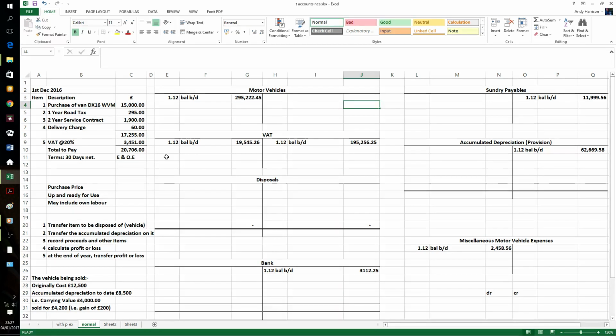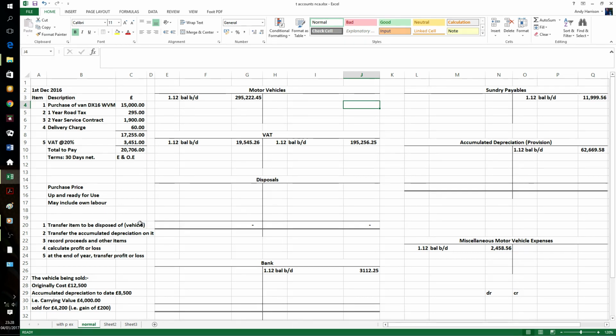The rules then: we can capitalise the purchase price and anything that makes it up and ready for use, possibly even our own labour, but in this case there's no labour appropriate, it's not installing equipment. So of the van cost, the purchase is okay. These are revenue expenses, so that's why we've got a miscellaneous motor vehicle expense. But the delivery charge is fine, we can capitalise that. That's the cost of getting it to us.